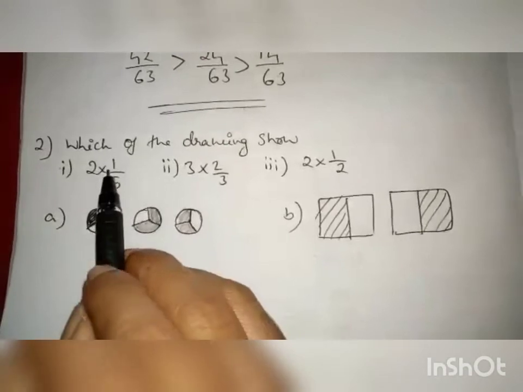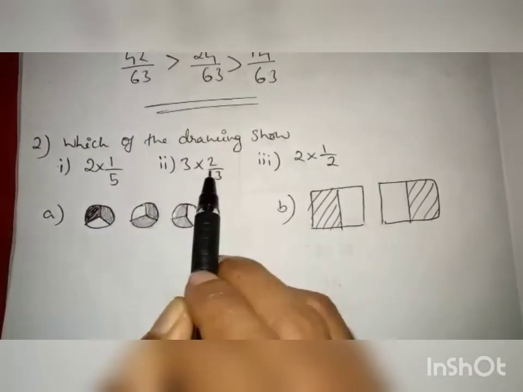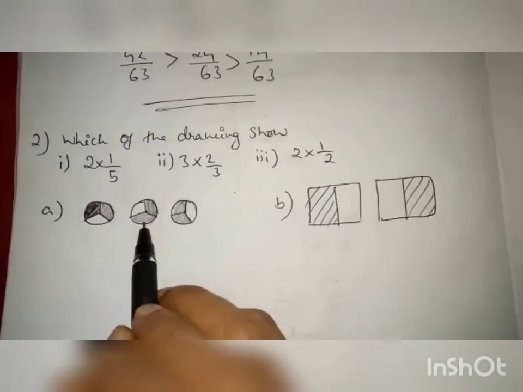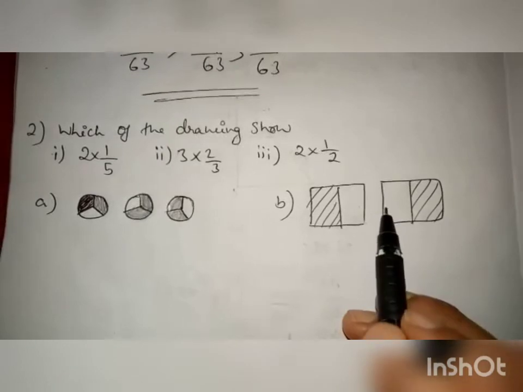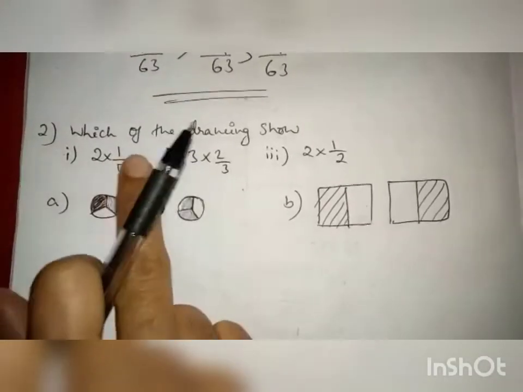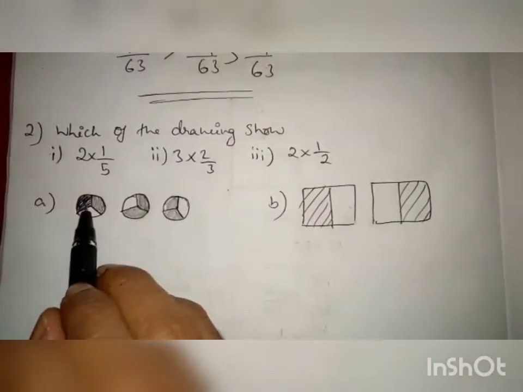Second question, which of the drawings show 2 into 1 by 5, 3 into 2 by 3, 2 into 1 by 2. So they have given two diagrams. For this diagram, you have to show which is the suitable fraction.